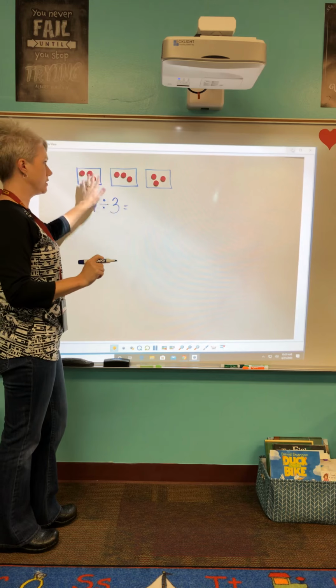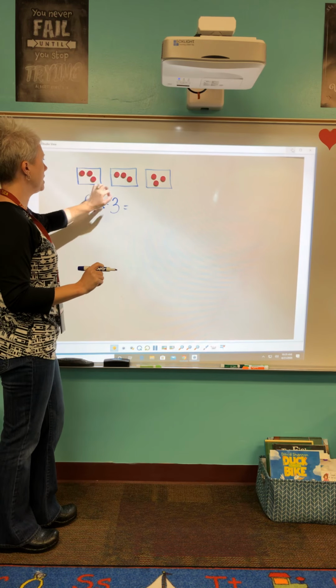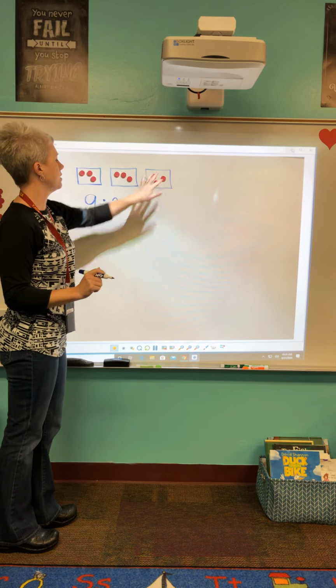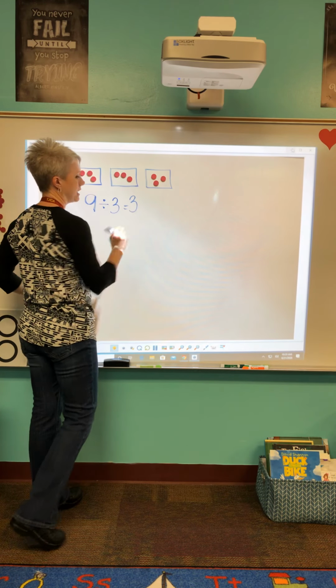And how many cookies went in each box? 1, 2, 3, 1, 2, 3, 1, 2, 3. So 9 divided by 3 is 3.